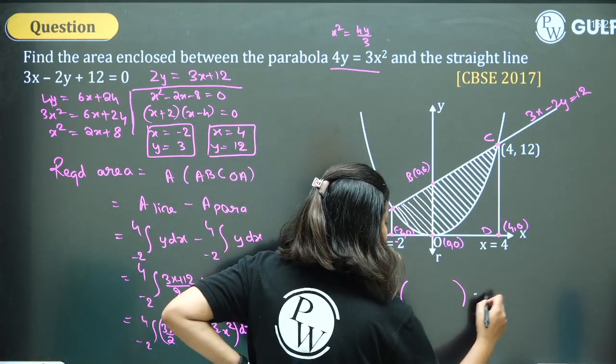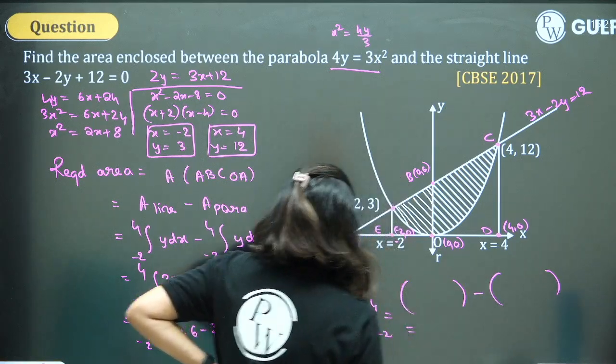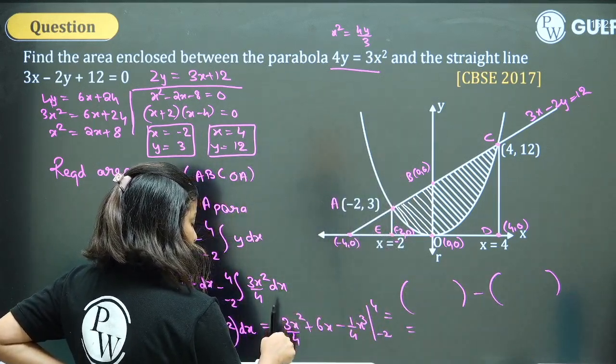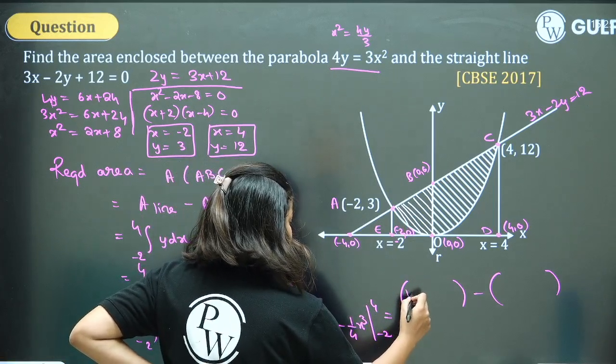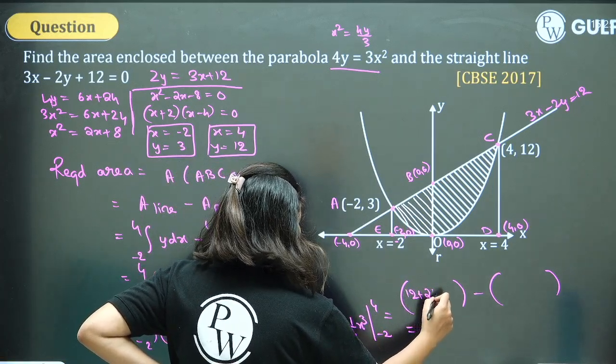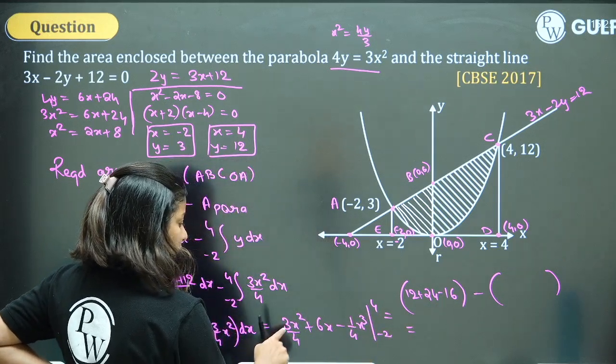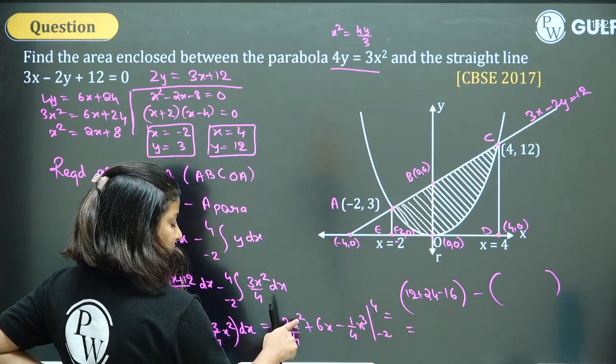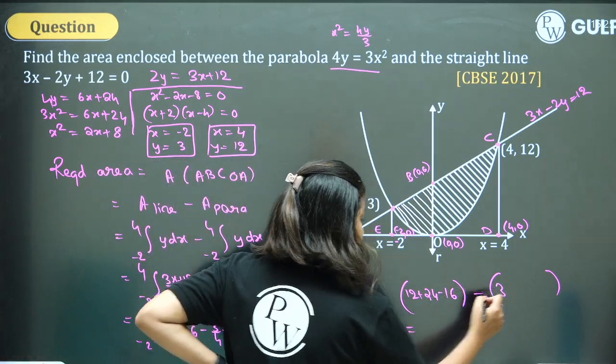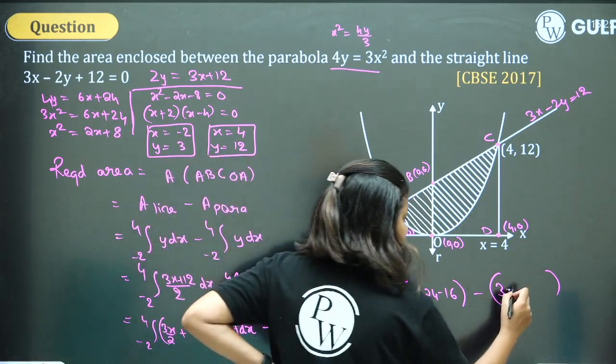Put the upper limit, lower limit. When I put x as 4, 4 4 cancel. 4 3s are 12 plus 4 6 are 24. Minus 1 of the 4 square, 16. Minus lower limit if I put as -2. 4 4 cancel, only 3 left. 6 into -2, -12.